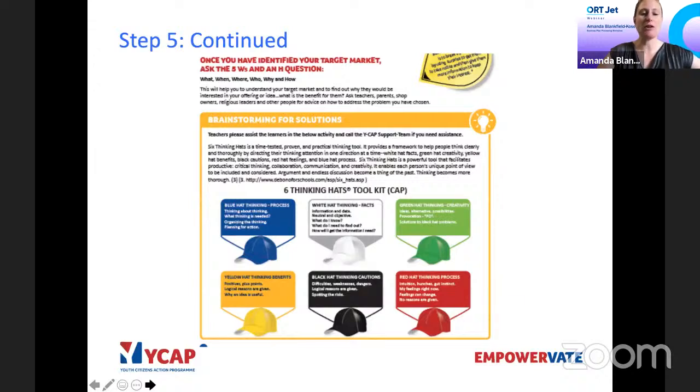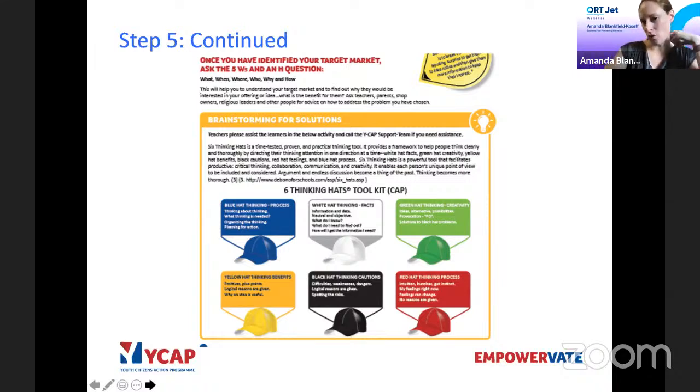Everyone in the team would wear a different hat, and it doesn't have to be a physical hat. You could have a little note that says this person is wearing the blue hat, and that person wearing that hat will only think of elements related to that hat in that meeting. So you'll only get ideas about the process, the thinking about thinking, what is needed, organizing the thinking, planning for action, if you're wearing the blue hat. That is what you're thinking of in that meeting.